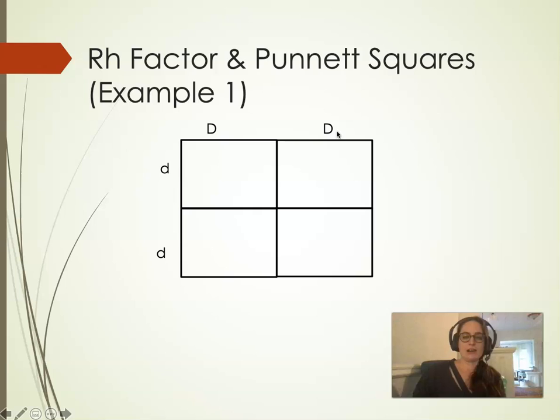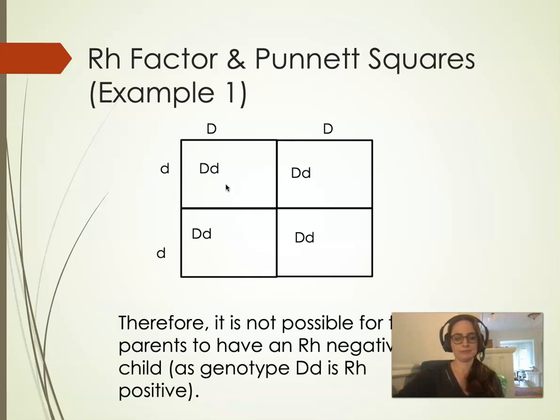So probabilities that their offspring will be positive. This D goes here, this D goes here, this D goes here, and so on through all the boxes. Yep. 100% their offspring are positive. 100% their offspring are heterozygous for Rh factor. So it's not possible for them to have Rh negative offspring.